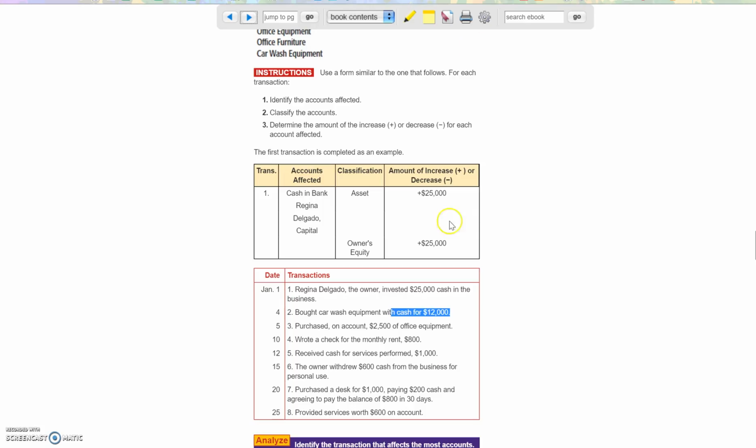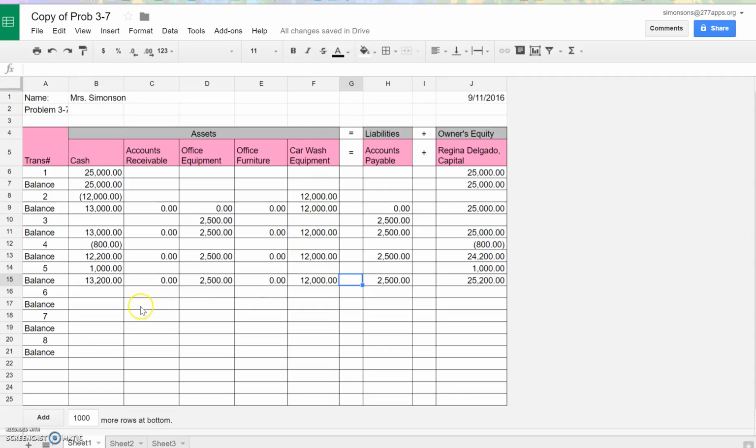All right, transaction 6. Transaction 6 says on the 15th, the owner withdrew $600 of cash from the business for her personal use. So cash is going down, and a withdrawal decreases capital. So capital is going to go down $600. So here we're going to say a negative 600. I'm going to come across to here, a negative 600.